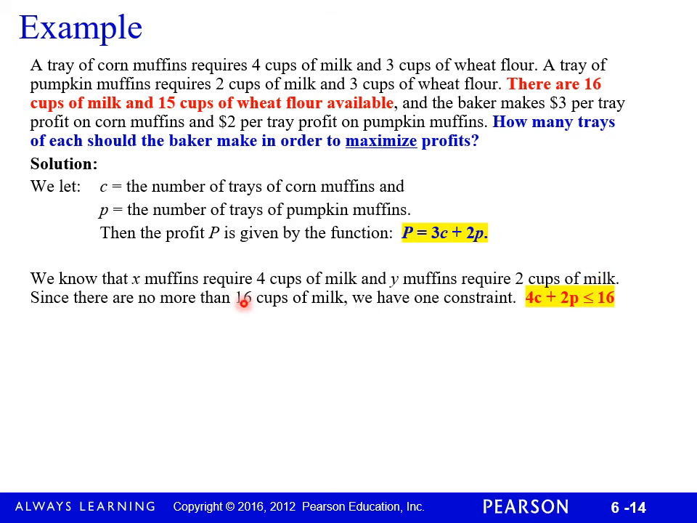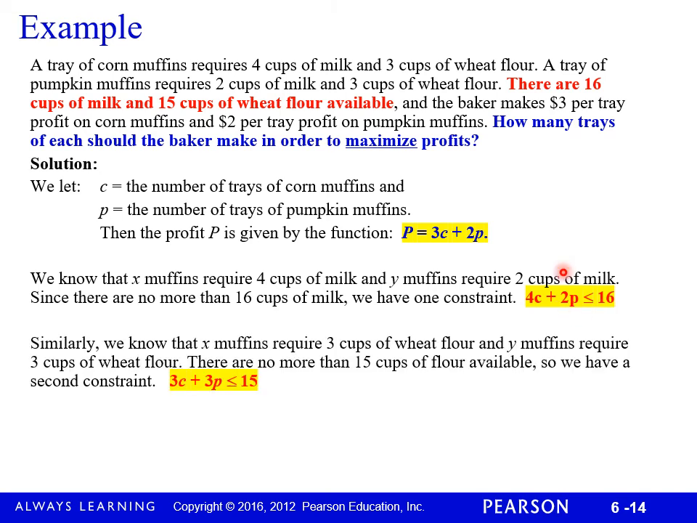We know that muffins require, these should be C and P here too, sorry. We know that corn muffins require 4 cups of milk and pumpkin muffins require 2 cups of milk, and that there are no more than 16 cups of milk, so we have our first constraint. 4 times corn muffins plus 2 times P is less than or equal to 16.